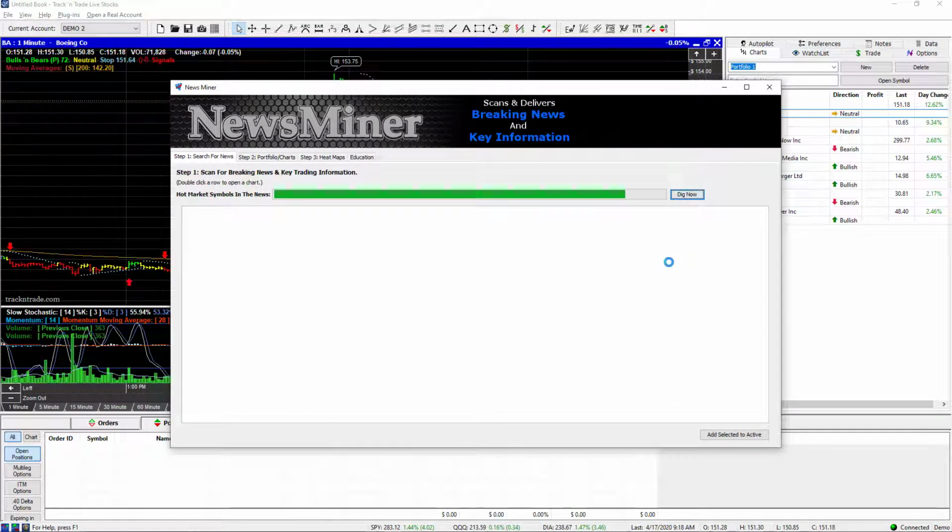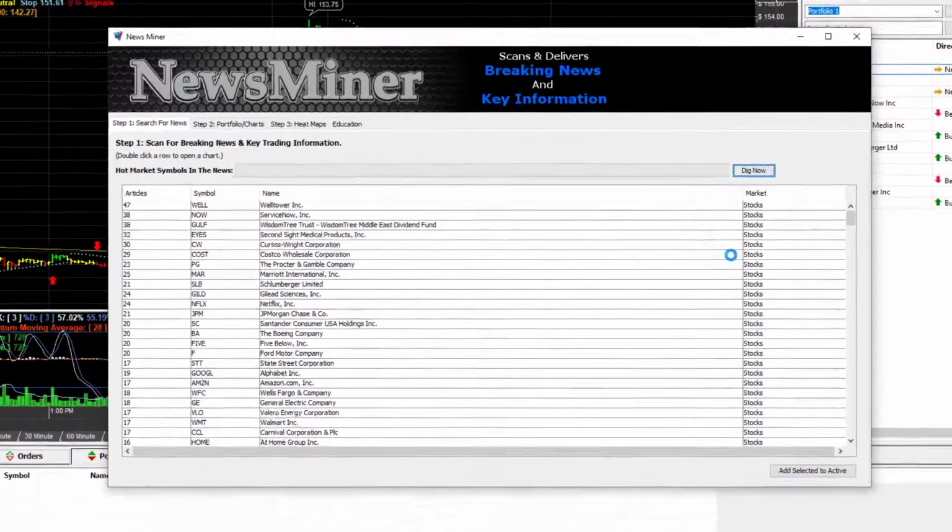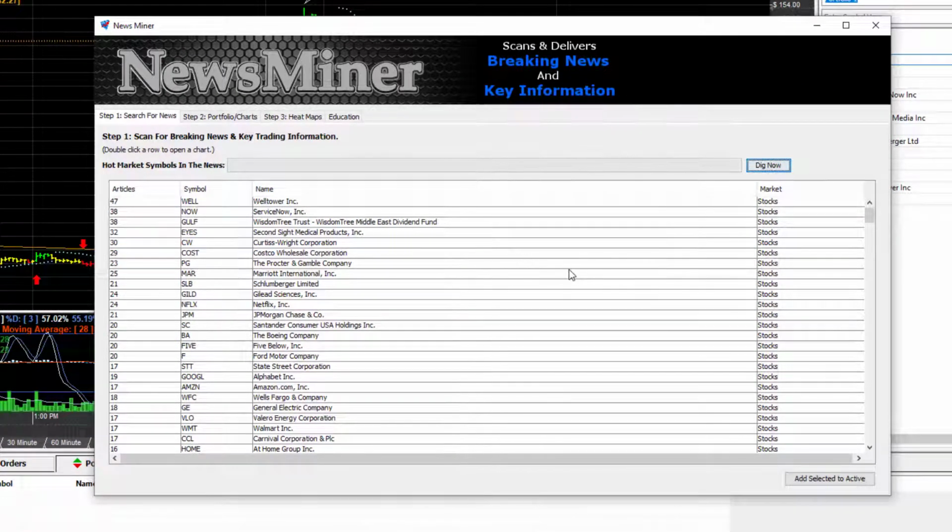It takes a few minutes, and I'll come back when it's done with the list, and I'll show you the results of NewsMiner. Okay, it's done. It's got our list, and I want to show you what's really cool about this. What it's done in the list is you'll notice it's got no gap percentages. NewsMiner is not looking at charts to tell you which markets have already gapped. It doesn't pay any attention to the chart at all. It doesn't even look at price.